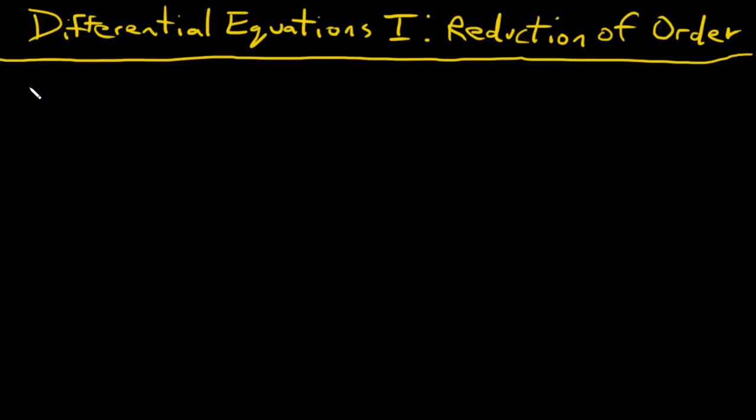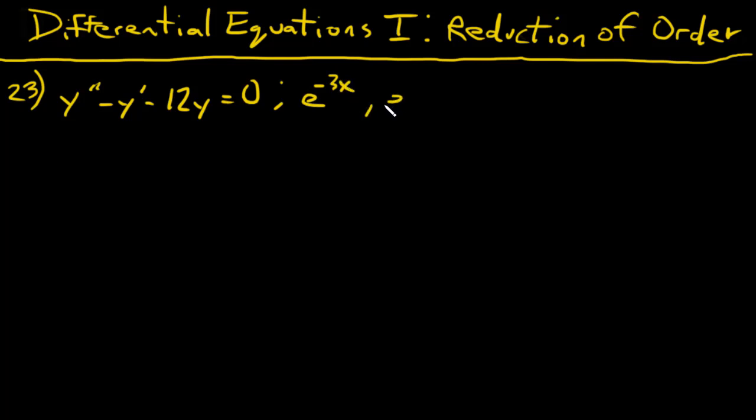So we're going to start off with number 23, which I wrote backward, colon special. Let's see, we had y double prime minus y prime minus 12y equals 0. And then we are given two potential solutions: e to the negative 3x and e to the 4x. So first thing that we need to do is verify that these are indeed solutions to this differential equation, and then we're going to test to see if they're linearly independent.